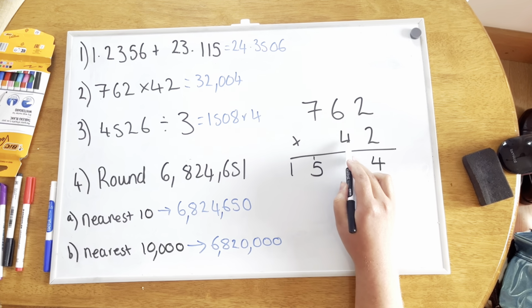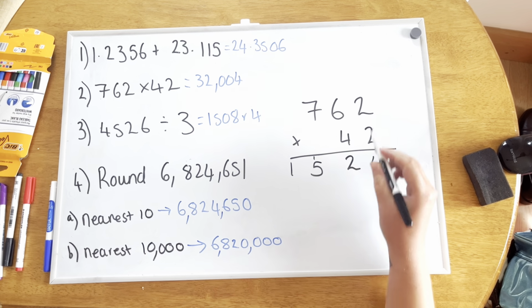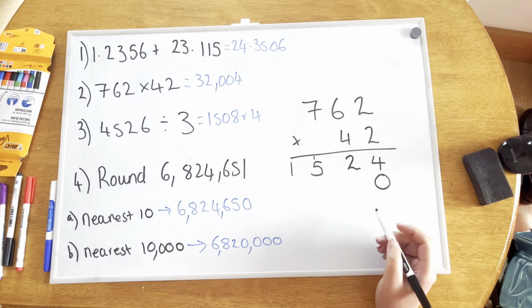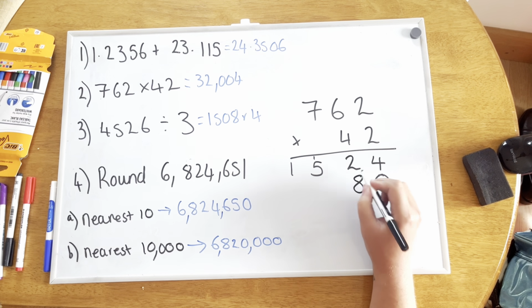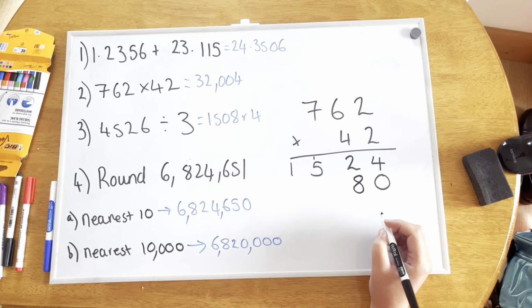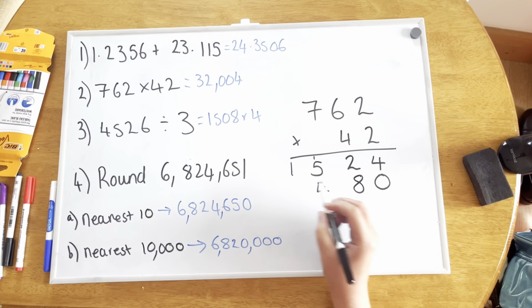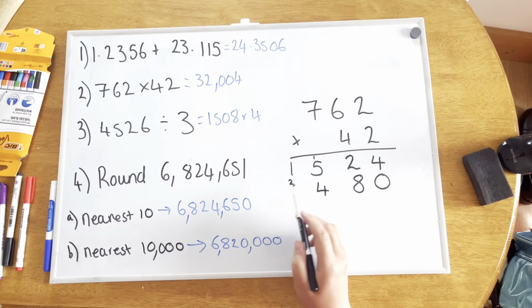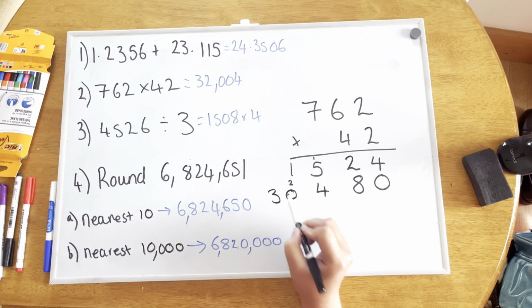Okay, now we're moving on to our tens. We need to put 0 in our ones column because we're not looking at the ones. 4 times 2 is 8. 4 times 6 is 24. Carry our 2 over. 4 times 7 is 28, plus 2 is 30.